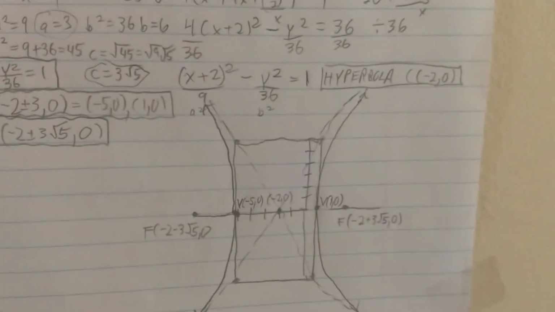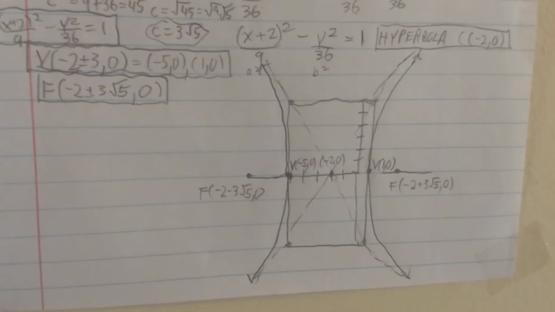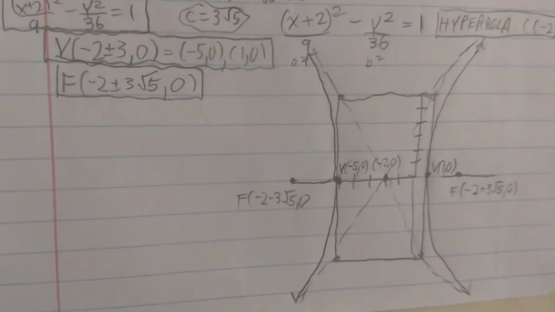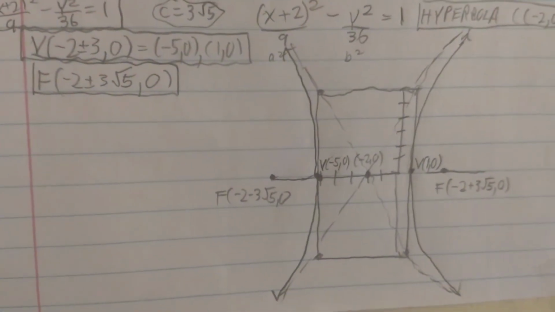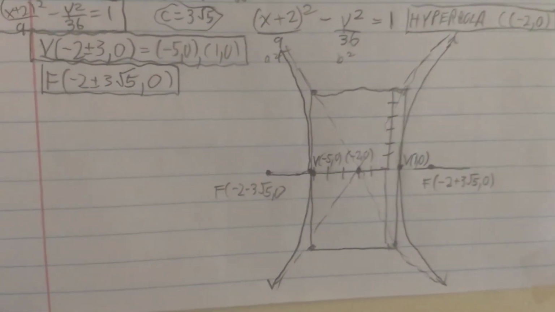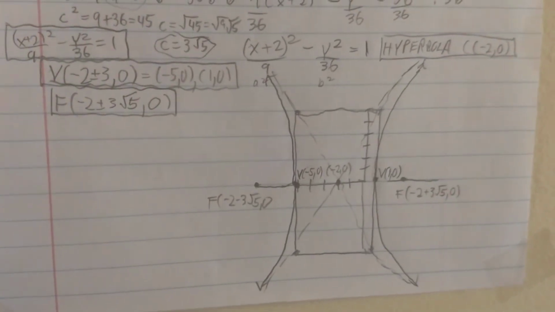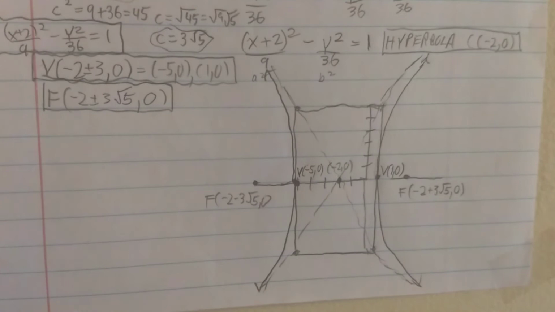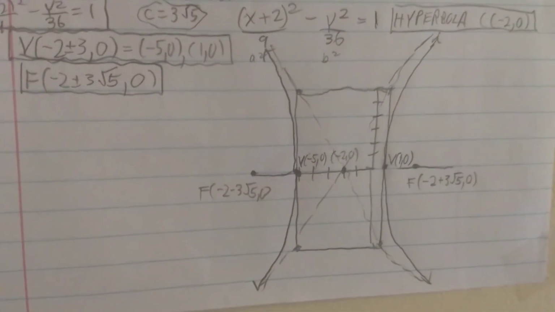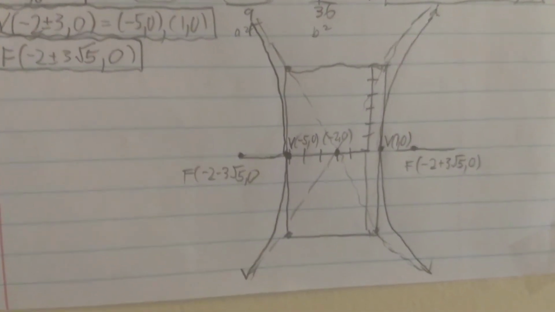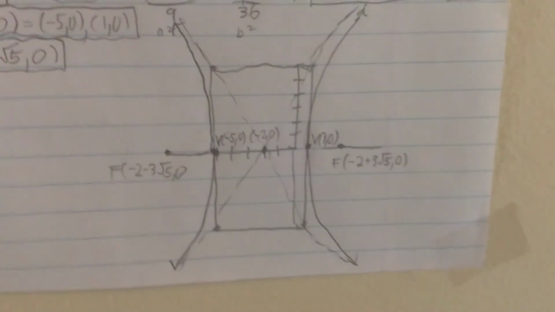And when we simplify 45, the square root of 45 is the square root of 9 times the square root of 5, or 3 square root of 5. So adding that to the center, it's negative 2 plus or minus 3 square root of 5, 0. So you can see the focus points indicated there.